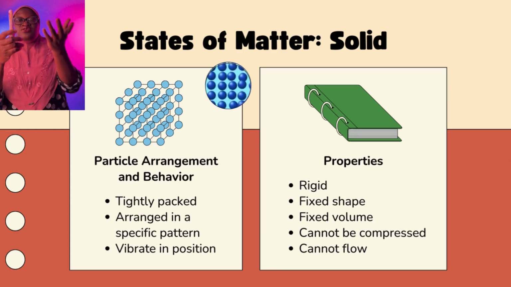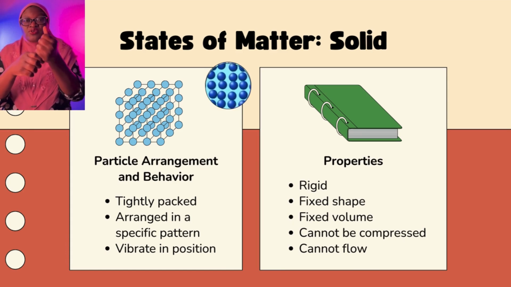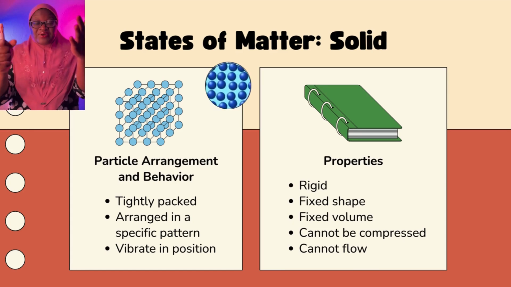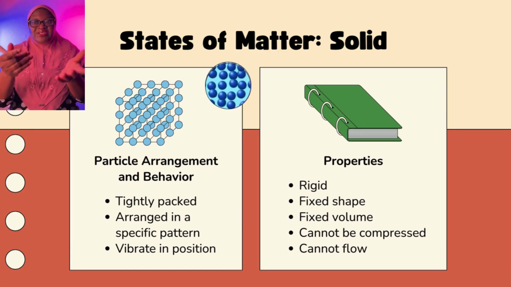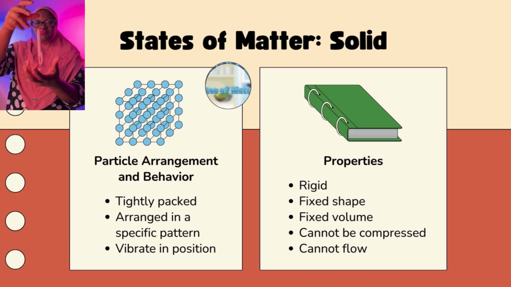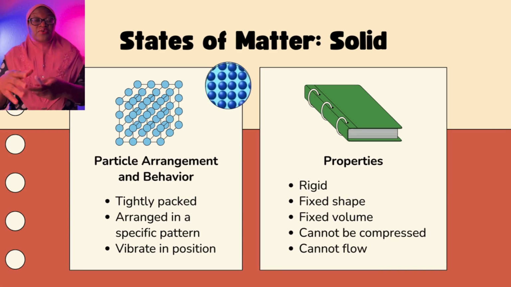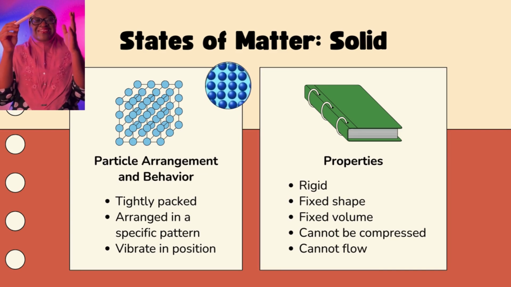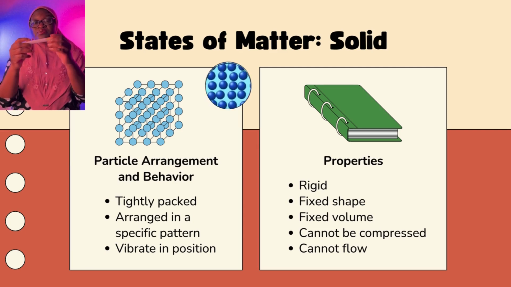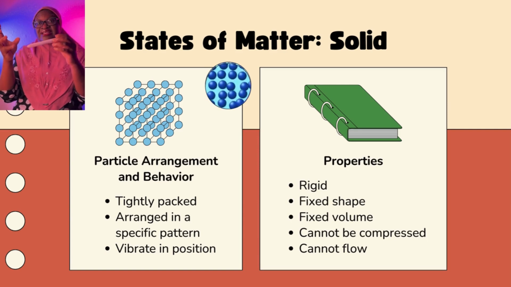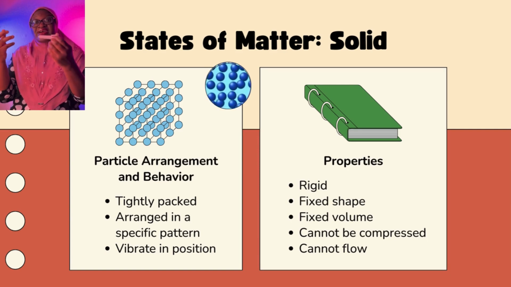The volume is also fixed. I can't reduce this volume. If I squeeze it, I can't compress it. So it can't be compressed and it doesn't flow, unlike liquid, where you can have layers of it sliding over one another. So solids are tightly packed. And because they are so tightly packed, the molecules that make up solids are tightly packed. That is why they are very rigid.